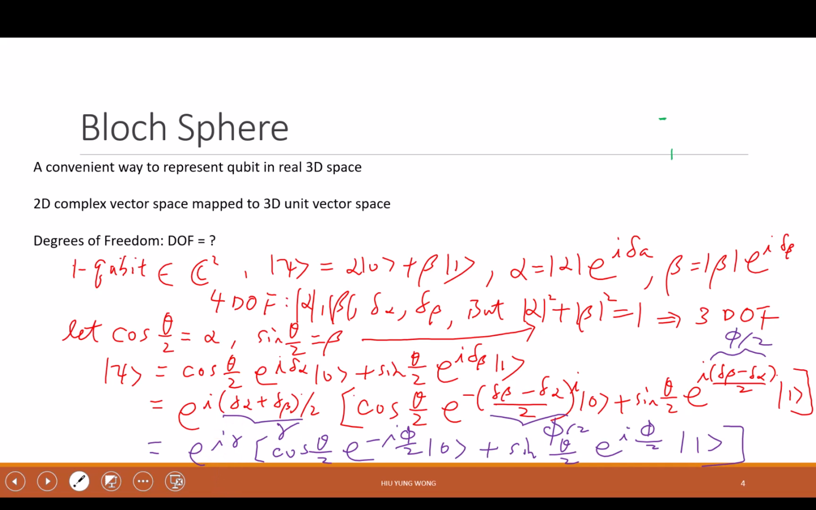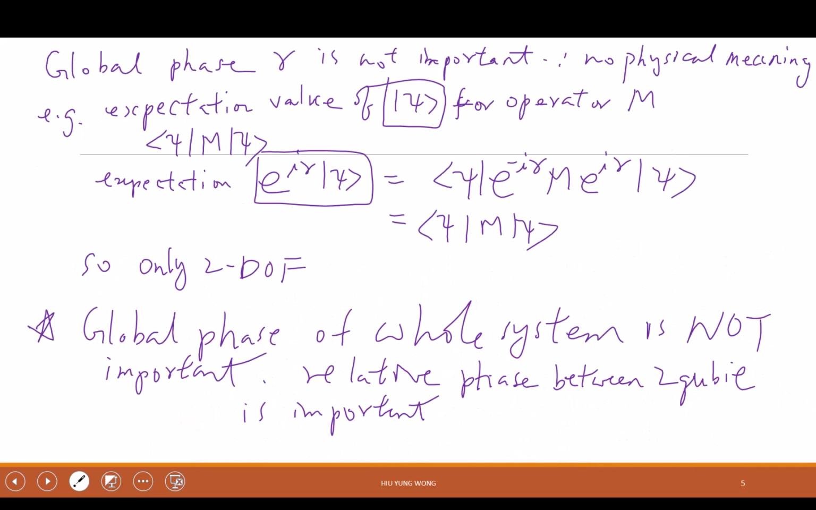Now, of course, to describe the states, I also need to tell people what is the gamma. But however, gamma is the global phase. We say global phase really doesn't matter physically. It has no physical meaning. Why? For example, the expectation value of a state for an operator M is given by this sandwich operation, right? The bra of psi times M times the ket. And remember, what is this if you put in the matrix form?